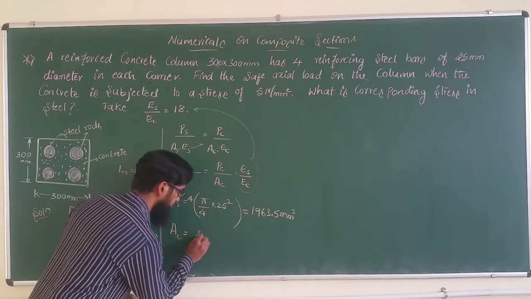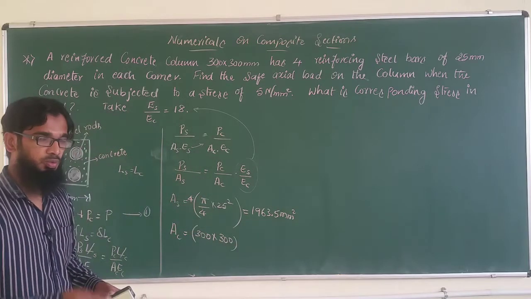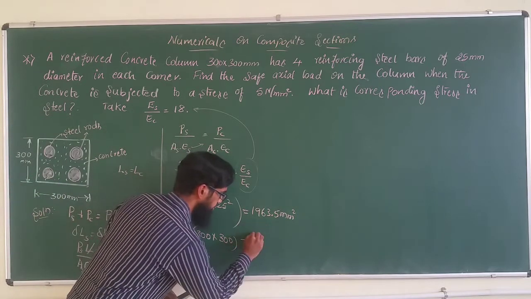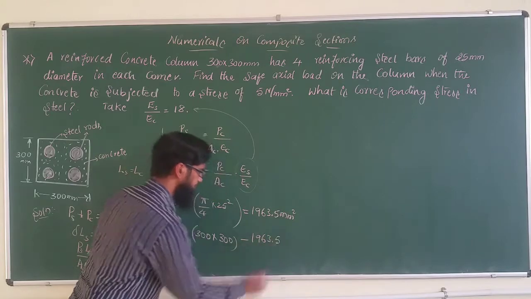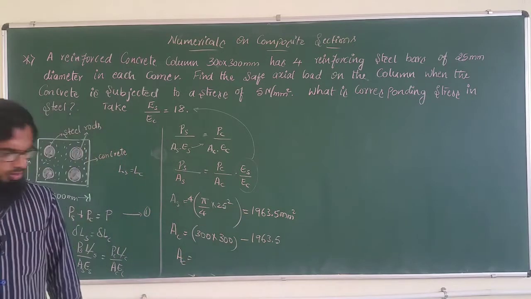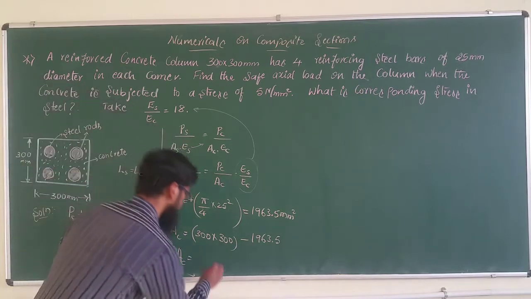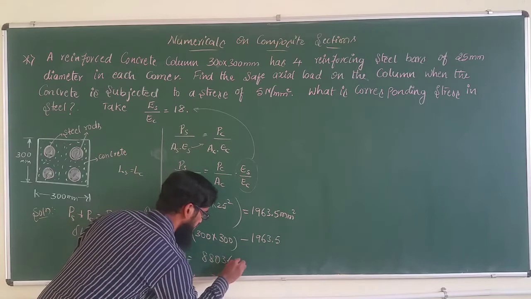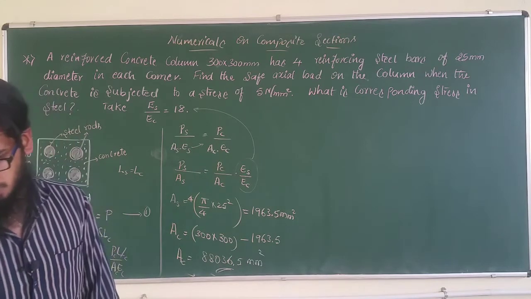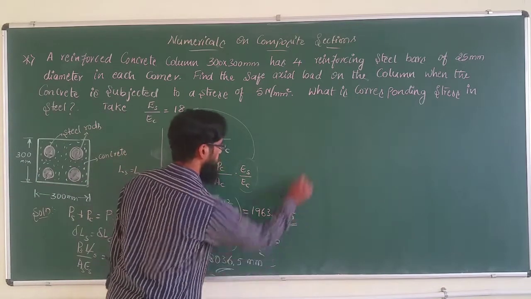So I can take this as 300 into 300. This is the area for the entire concrete structure. Out of that, I need to subtract the area of each steel rod, so minus 1963.5. Now if I simplify, I am going to get the area of the concrete only. I am getting a value around 88036.5 mm square. So this is the area for the concrete here. These two areas are important here.